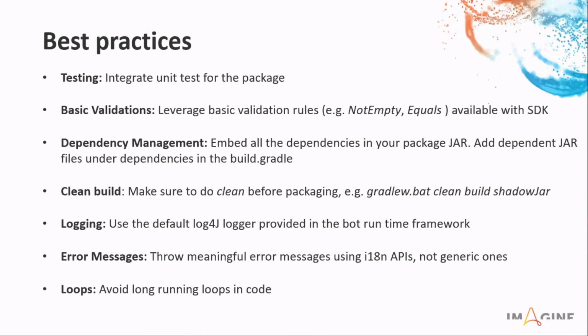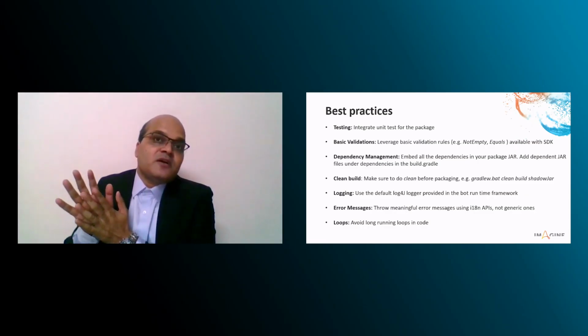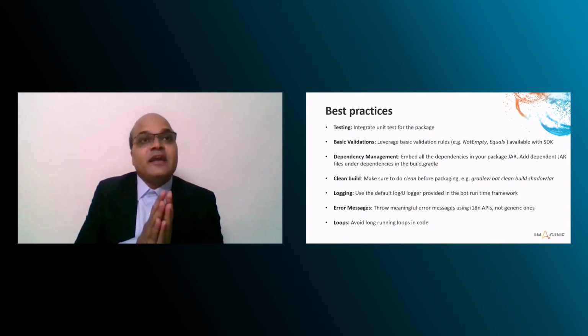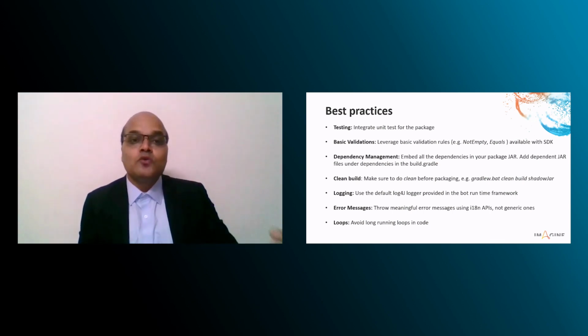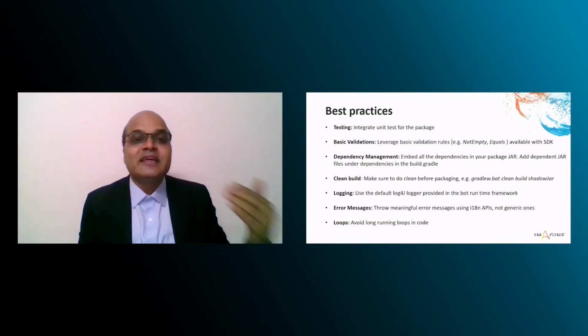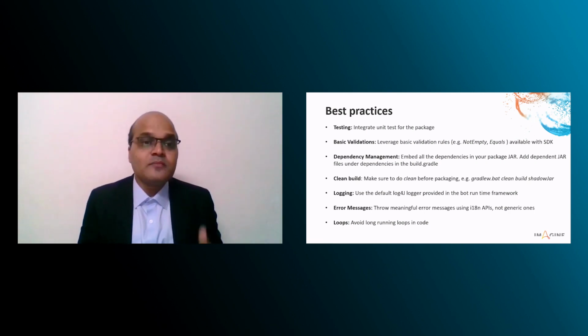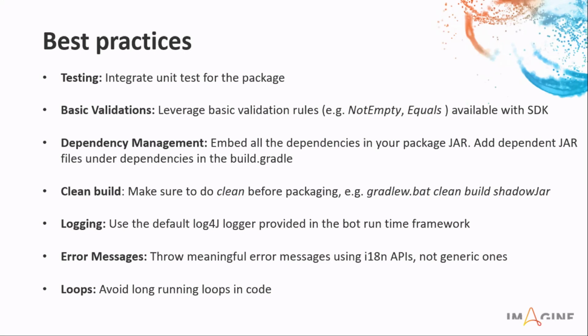Now let's take a look at some of the best practices. So the very first thing is you want to do testing right inside your IDE. You do not want to import the package inside the Automation Anywhere system, then test it, and then go back to the IDE and fix it. So it's always advisable to use unit test cases and integration test cases right inside the IDE. Then for basic validations, we ship some of the validation rules such as empty, not empty, equals, greater than, less than, etc. So it is always advisable to use those validation rules instead of writing your own rules.